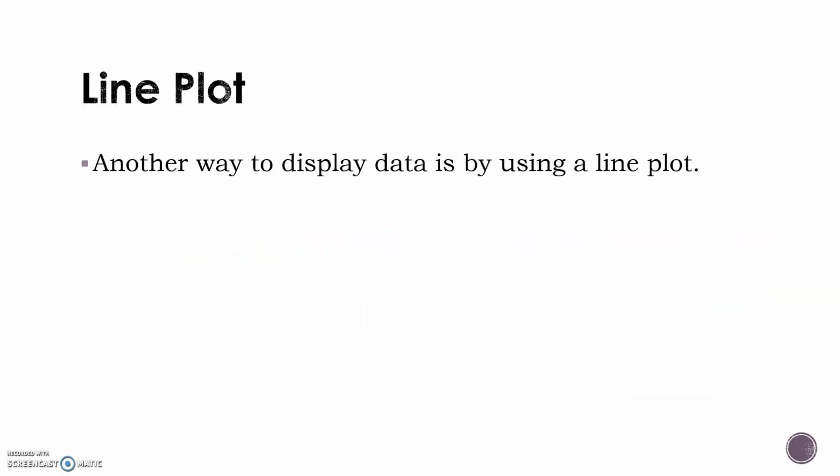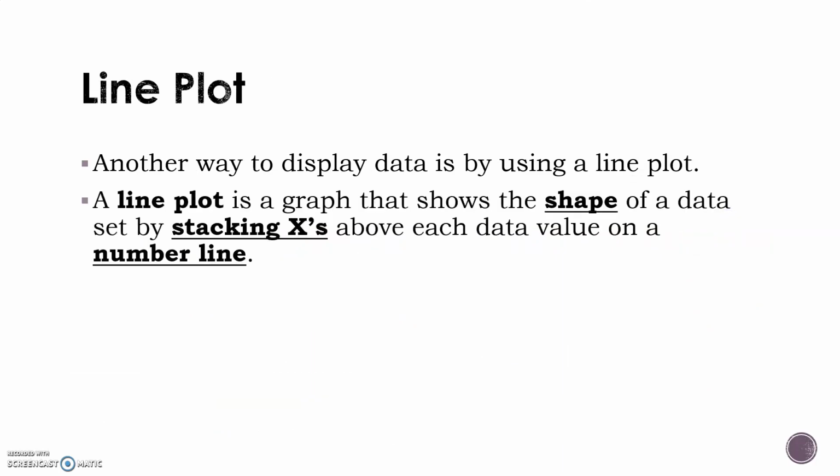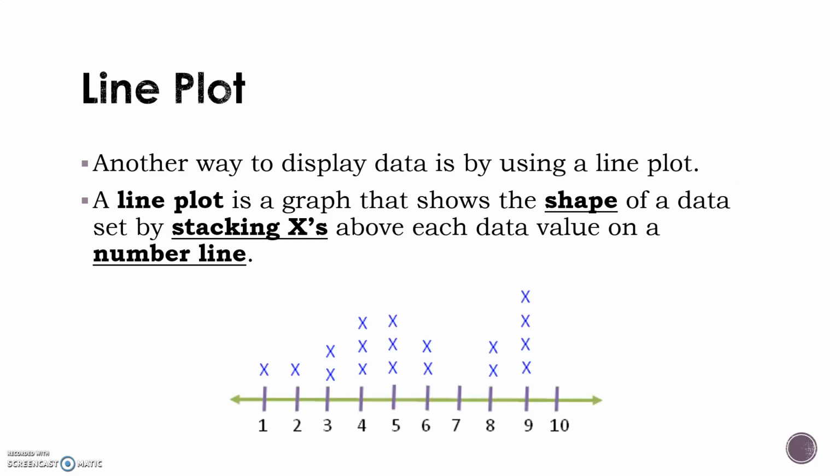A line plot is another way to display data. A line plot is a graph that shows the shape of a data set by stacking x's above each data value on a number line. And when filled in, it would look something like this. Each of these x's represent one occurrence of the value of 1, one occurrence of the value of 2. So this would mean that maybe if we're talking about the scores on a scale of 1 to 10, 4 people got a 9 out of 10. 1 person got a 1 out of 10. 3 people got a 5 out of 10. And it helps us to see the shape of the data and kind of where people are.